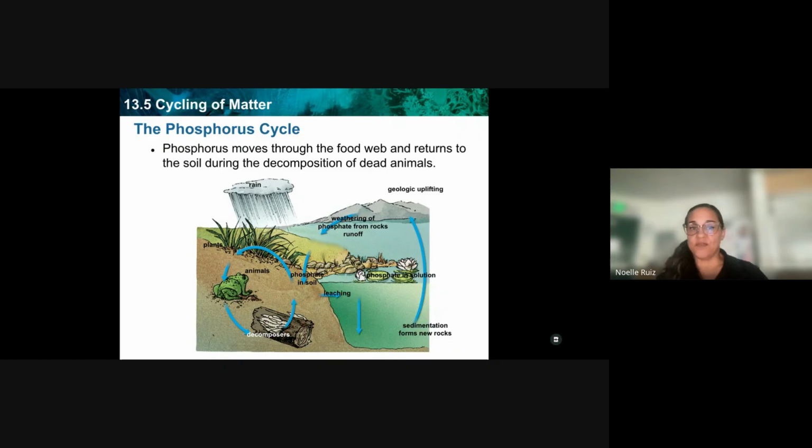The phosphorus cycle. Phosphorus moves through the food web and returns to the soil during the decomposition of dead animals.